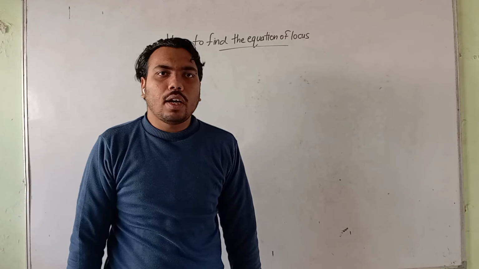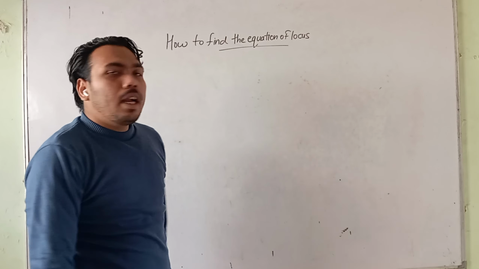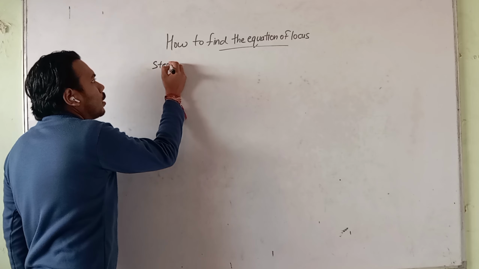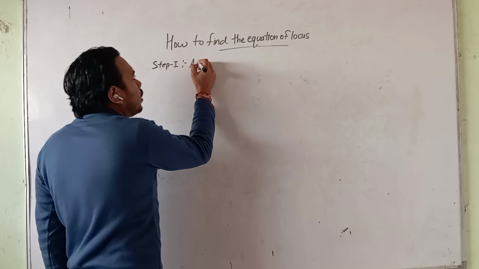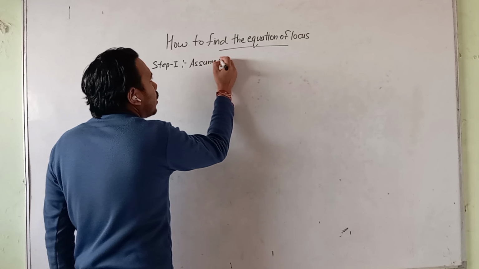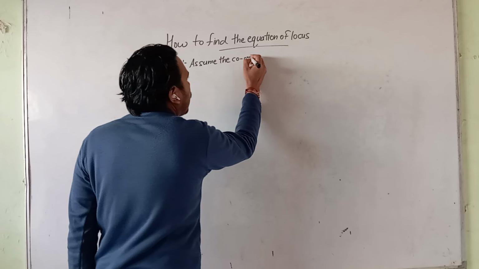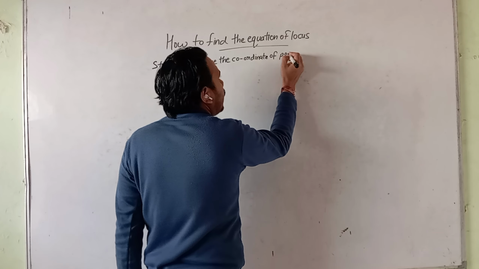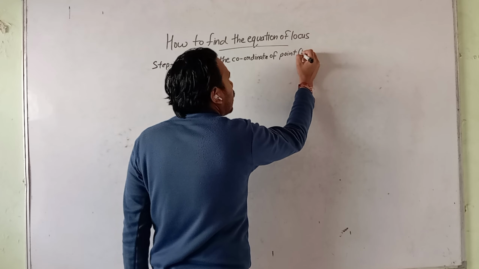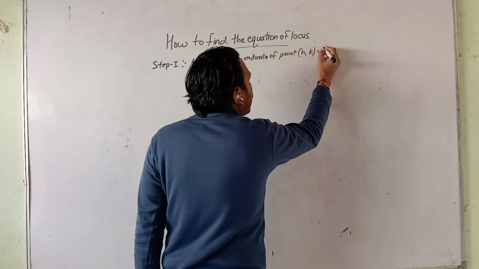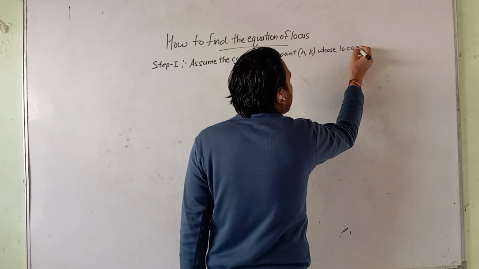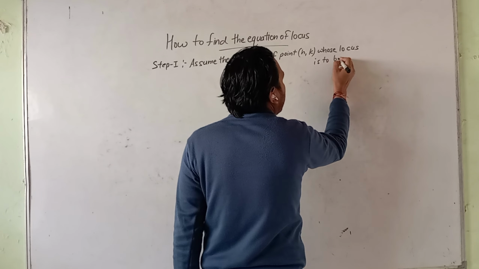Now let's see how to find the equation of locus. I am writing the algorithm to find the equation of locus. Step 1: Assume the coordinates of the point, h comma k, whose locus is to be found.